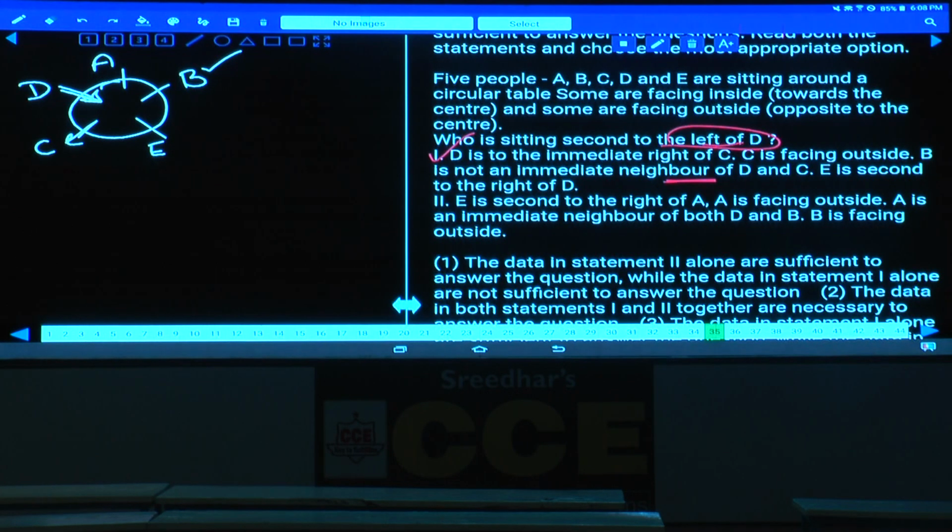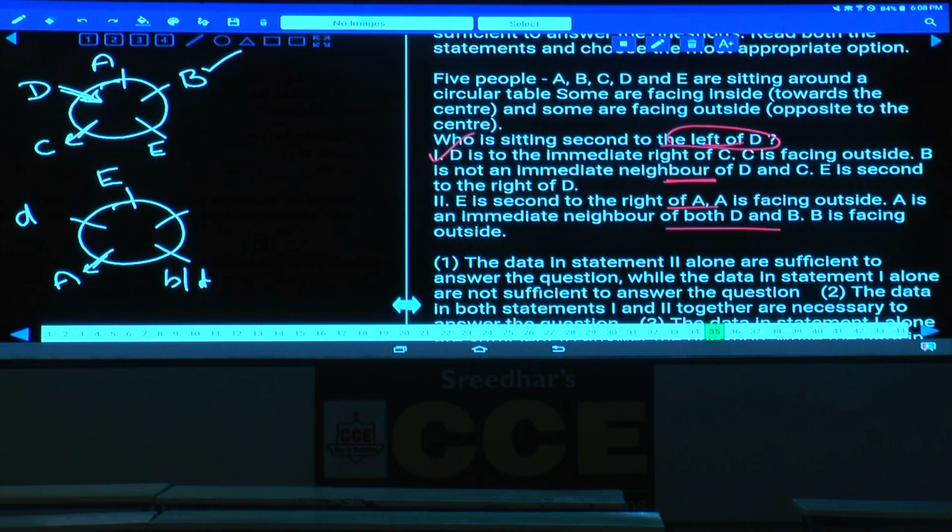Now in condition number 2, how many persons are there? Again 5 persons, and A is facing outside, clearly given, and E is seated second to the right of A, E will be here, and A is an immediate neighbor of both D and B. As A is an immediate neighbor of both D and B, if D is here, B will be here, or if D is here, B will be here. Then who is the person? C will be here. And B is facing outside.